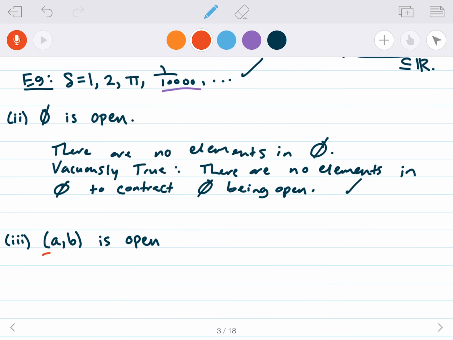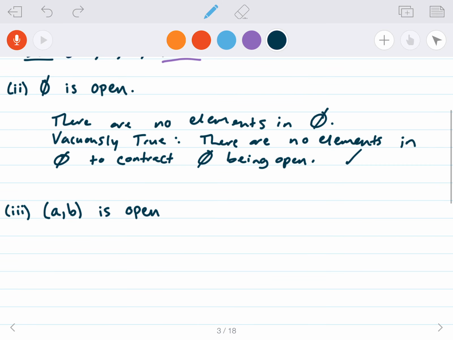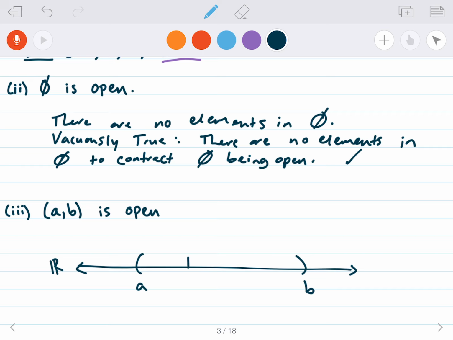Any open interval where a and b are real numbers is open. And why is that? Let's draw a picture here. So here's our real number line. Let's say this is a, and let's say that this is b. Remember, the definition of openness says that for any element in the set, let's say our x is right here, I can find a little neighborhood around that element that's still in the set.